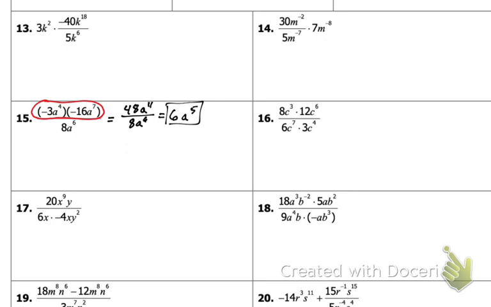All right, 13 has 3k squared times negative 40k to the 18th over 5k to the 6th. Okay. So we're going to go ahead and we're going to do what? We're going to simplify. Perfect. But how do we simplify? What is our order? Exponents. And we got a bunch of exponents, right?